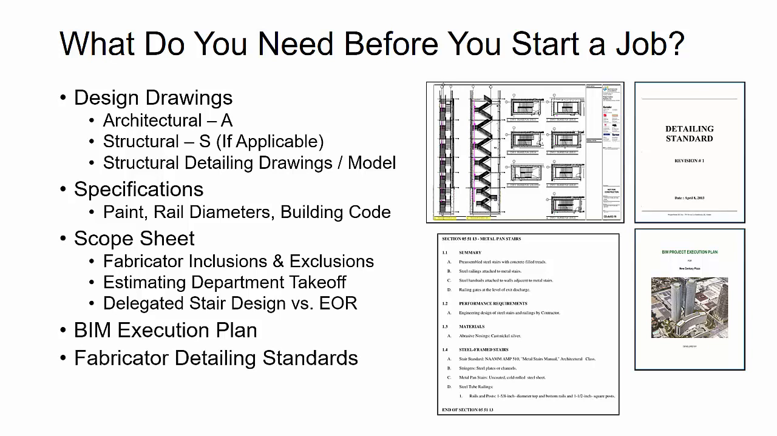Then you're going to want to get the fabricator detailing standards. And stairs and rails oftentimes require more specific things for a fabricator than even sometimes standard structural. And so you're going to want to make sure you get this to follow any dimensioning styles and piece marking styles that the fabricator is looking for.